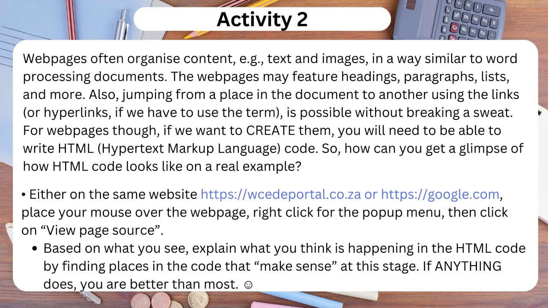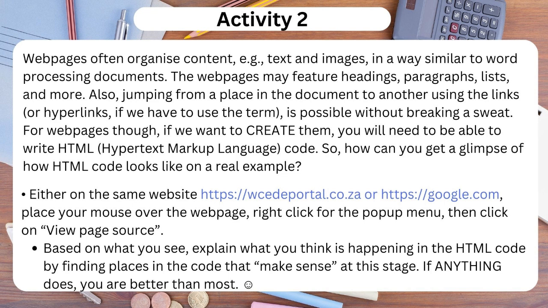Activity 2. Web pages often organize content, for example text and images, in a way similar to word processing documents. The web pages may feature headings, paragraphs, lists, and more. Also, jumping from a place in the document to another using the links, or hyperlinks, if we have to use the term, is possible without breaking a sweat. For web pages, though, if we want to create them, you will need to be able to write HTML, hypertext markup language, code. So, how can you get a glimpse of what HTML code looks like on a real example?